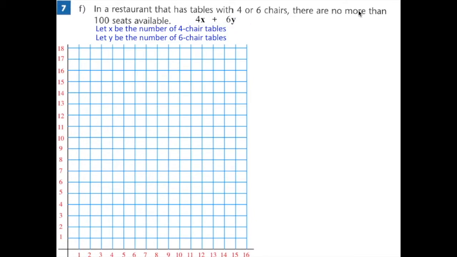And we know that there's no more than 100 seats available. That means less than or equal to 100. Not greater than: no more than means not greater than, which means less than or equal to 100. So we have 4x plus 6y is less than or equal to 100.